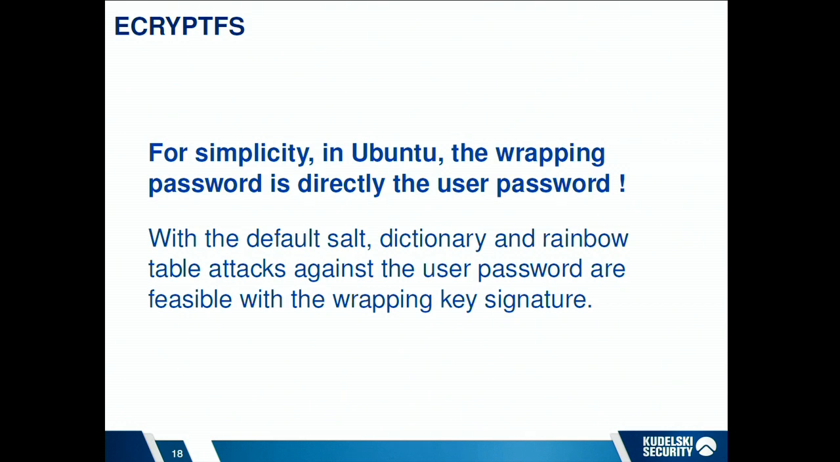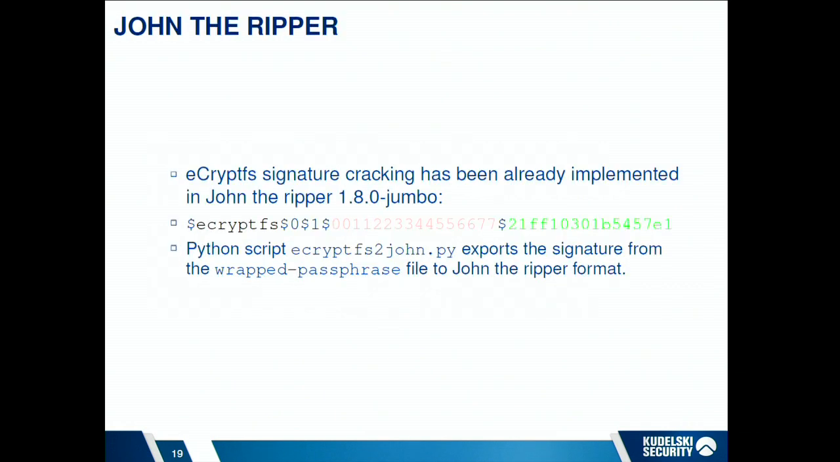And in addition, in Ubuntu, the wrapping password is directly the user password for simplicity. So that the user just logs in once, his password is used for login, and then it's used for file decryption. Meaning that with the default salt behavior, dictionary and rainbow table attacks are possible against the user password directly from the key signature. So that's what we did.